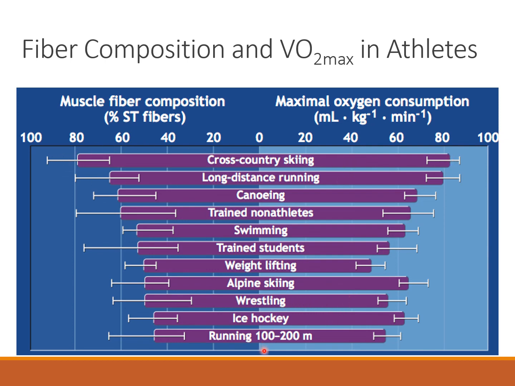You can see down lower, you got the sprint athletes. They don't have as many slow twitch fibers, and their VO2 max maybe isn't quite as high because they don't need it to be. They're just sprinting super quickly. So they don't need slow twitch fibers. They don't need to be super aerobic athletes. They need to be anaerobic athletes that can run super fast and have lots of fast twitch fibers.